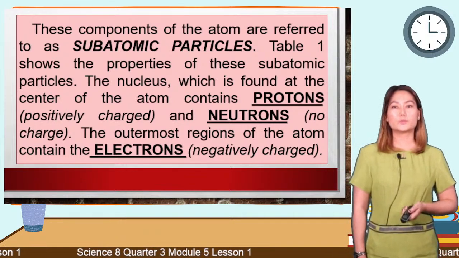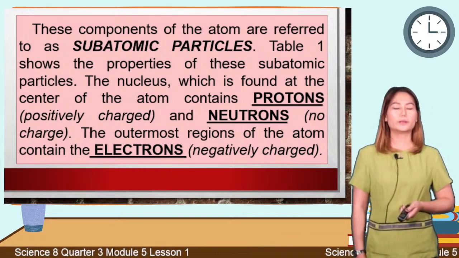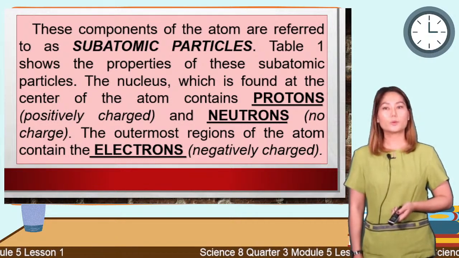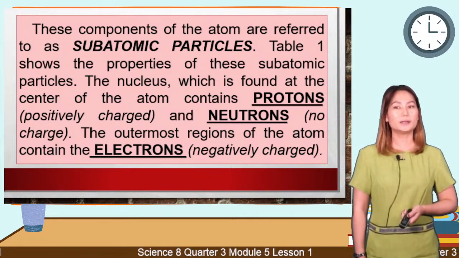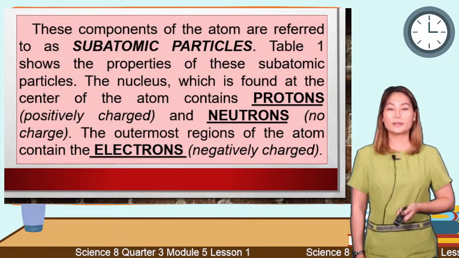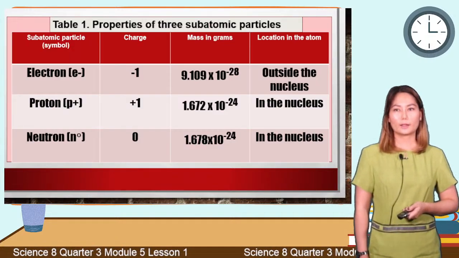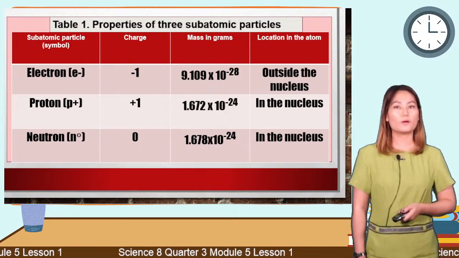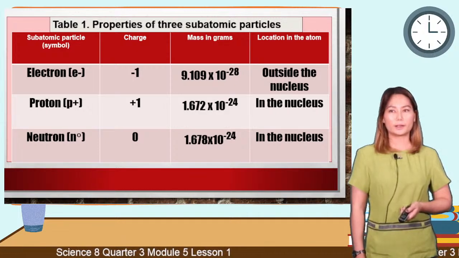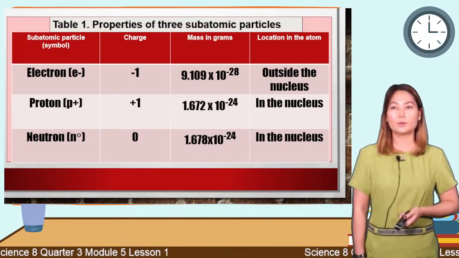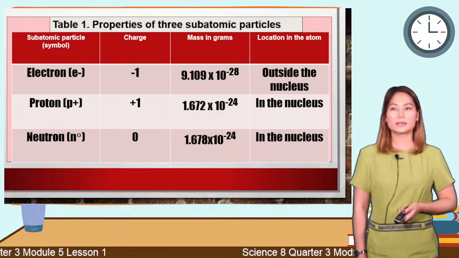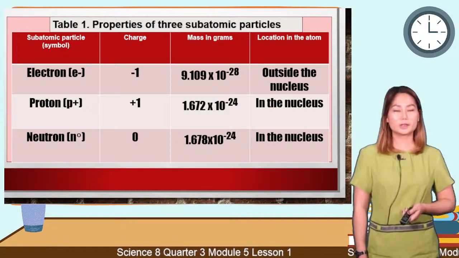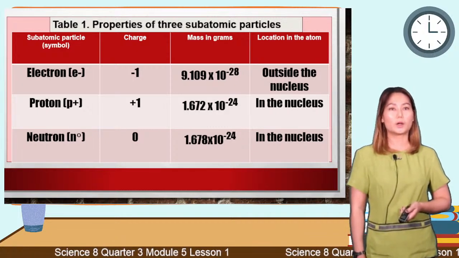The nucleus, which is found at the center of the atom, contains the protons and the neutrons. And the outermost regions of the atom contain the electrons, which are the negatively charged. Okay, moving on to Table 1, the properties of the 3 subatomic particles. Table 1 shows the subatomic particle and its symbol, the charge, the mass in grams, and the location in the atom.